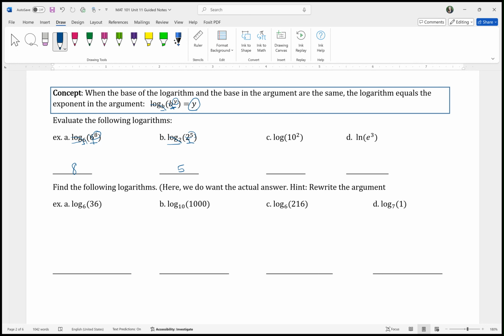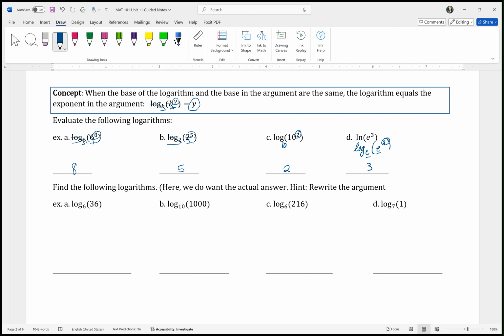What about C? We just have log of 10 squared. Remember, log with no base that we can see is an understood base 10. That's our common log. So these do still have the same base, which means our answer is just the exponent of 2. And then looking at D, we've got natural log of e to the 3rd. Remember that natural log is log base e. So this will be log base e of e to the 3rd. We have the same bases, so our answer is just the exponent of 3.